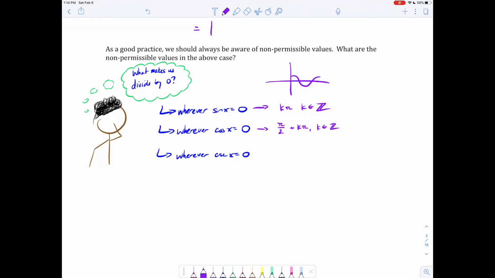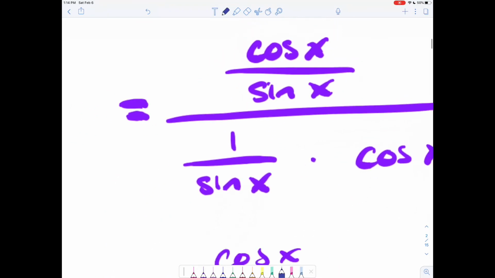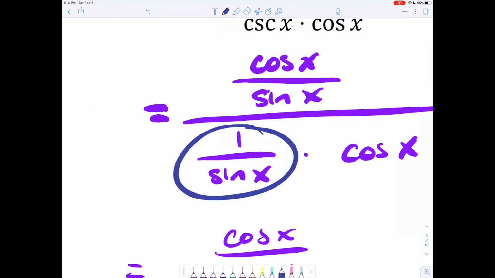Where is cosecant of x equal to 0? Well, sine of x looks like this. I switched colors, that's magical. Cosecant is the reciprocal of that. So how are we going to get 1 divided by one of these values to equal 0? Spoiler, we can't. And that's because cosecant is 1 over sine of x.